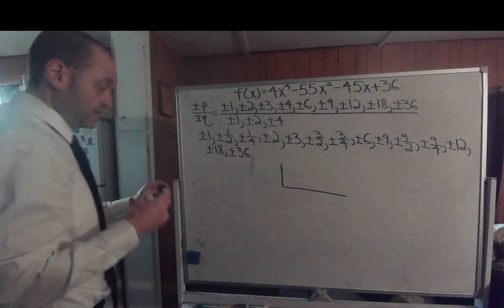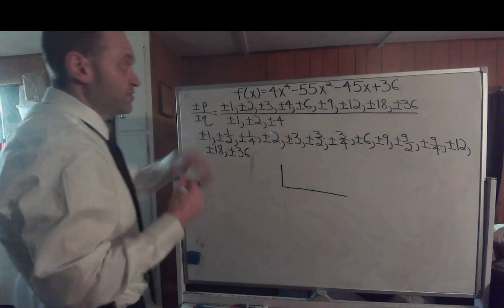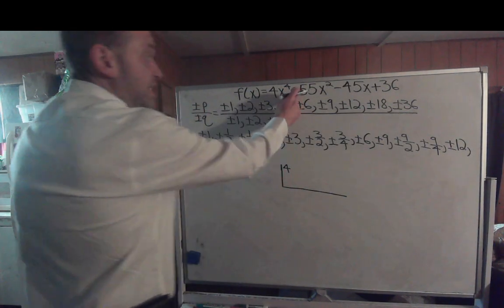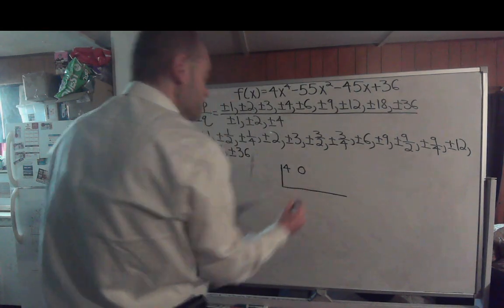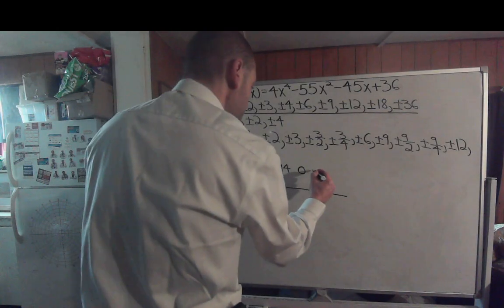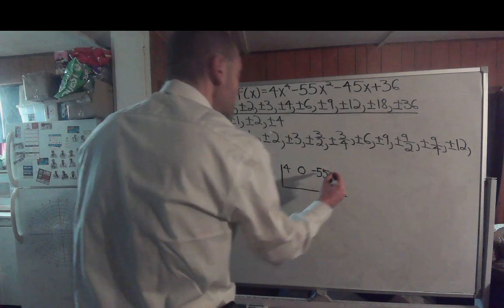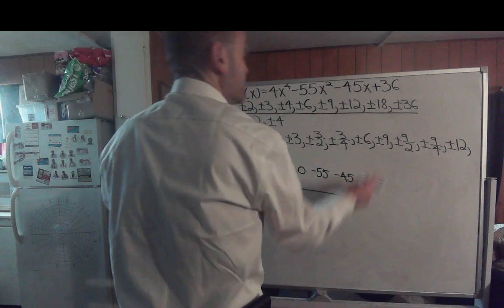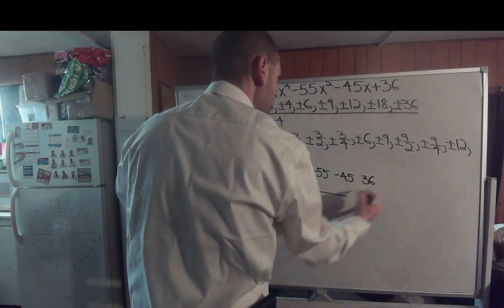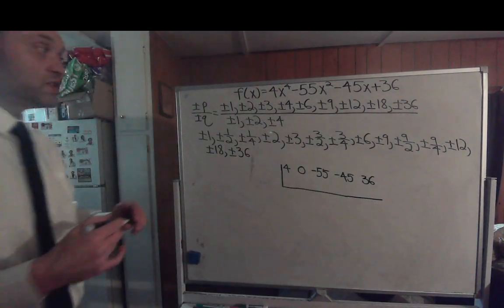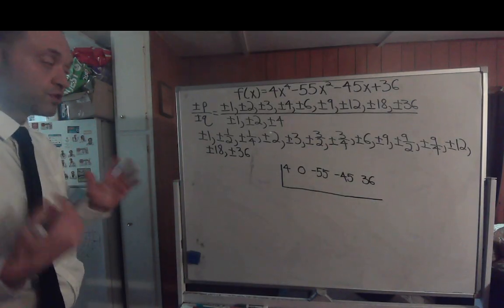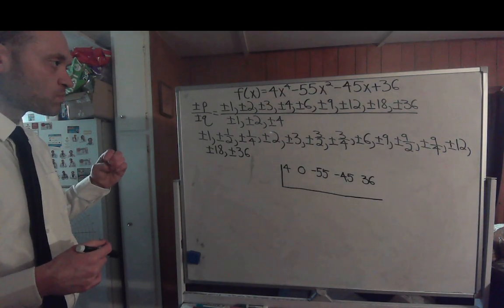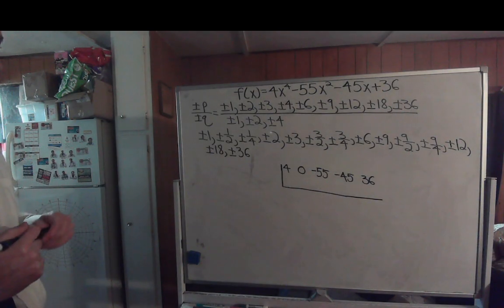So let's do the synthetic division here. So your leading coefficient of the polynomial is 4 on the x to the 4th term. You don't have an x to the 3rd, so that coefficient is 0 by default. The x squared coefficient is negative 55. The x to the 1st coefficient is negative 45. The constant term is going to be 36. Now we do synthetic division to figure out which possible factor works. And this is going to be a bit of a doozy.